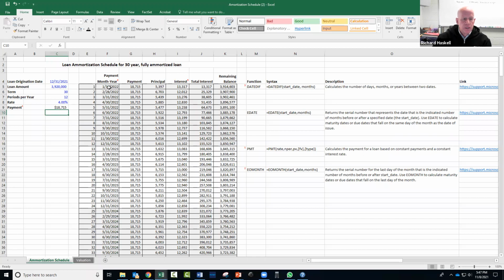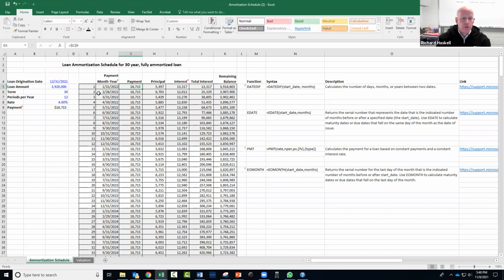In this case, to find the end of the next month after the loan origination period, I'm utilizing the EOMONTH function, the end of month function. It's equal EOMONTH, and then in parentheses we put the start date, which is 12/31 of 2021 in this case, and then the number of months from that, which is 1, and it gives me the end of the next month. You'll see I do this in each one of the rows here. So for month 2, I take the end of the month from the prior period and advance it 1 month. I do the same thing for month 3, and so on and so on.